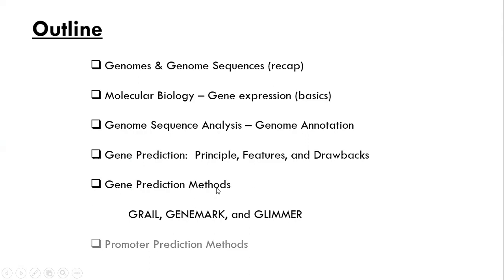There are many gene prediction algorithms available. Specifically in the syllabus, they wanted us to talk about GRAIL, GENEMARK, and GLIMMER. So in the talk, I will quickly introduce basic concepts of how genes can be predicted, then go into method by method, and then summarize at the end of the class. If you are making notes on the principles, features, and drawbacks, you can make separate notes for this section.